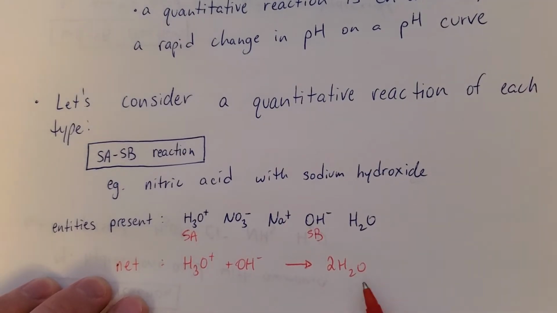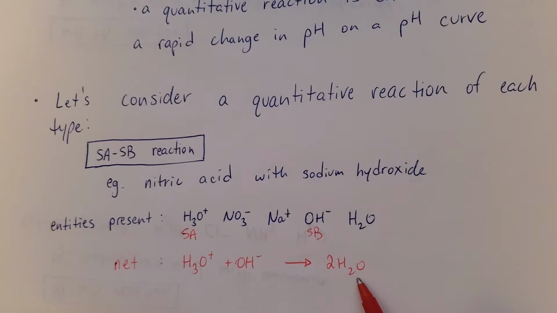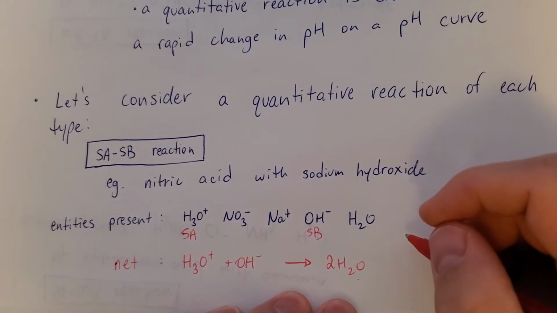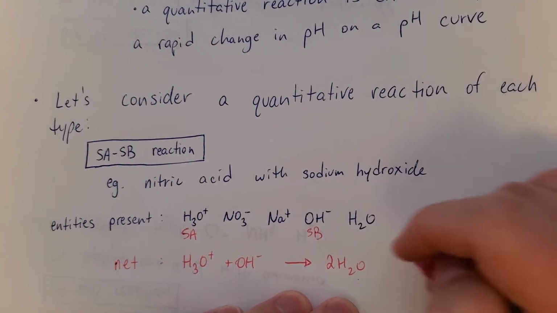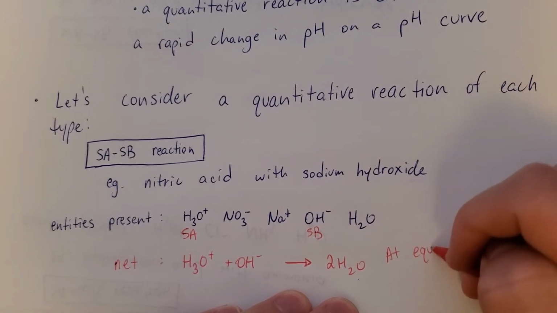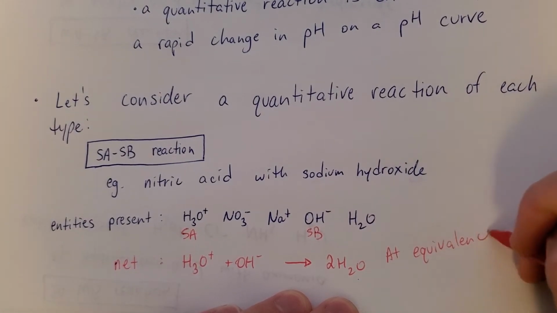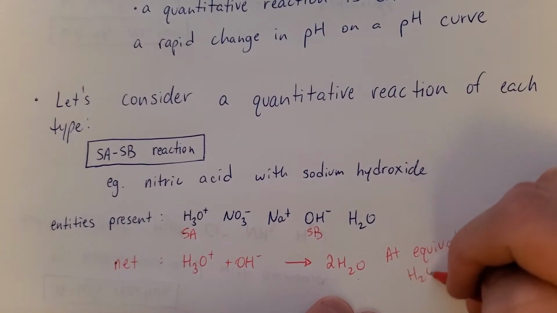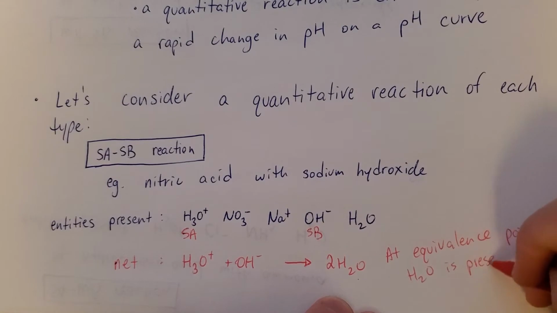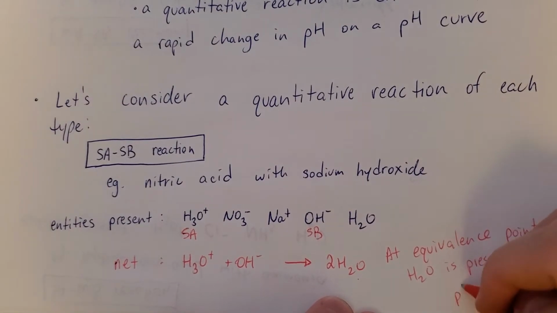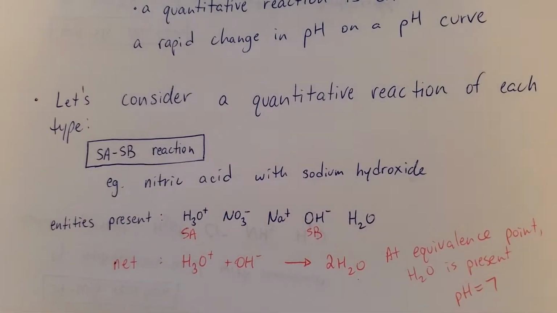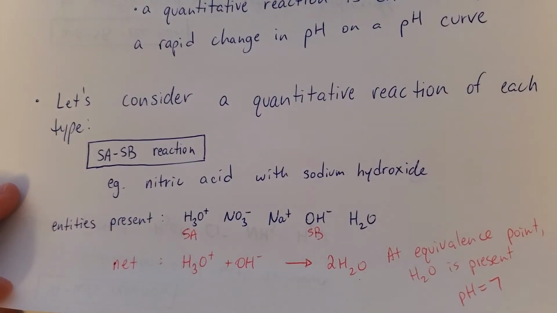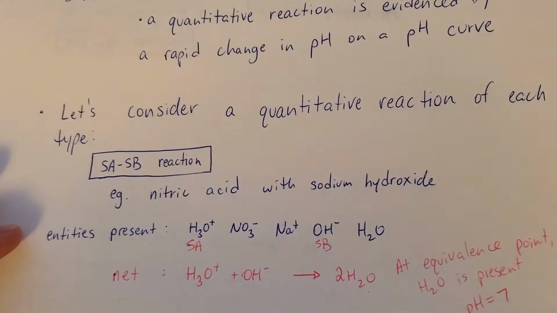What I want you to notice here is when the reaction takes place, the product is water. So at the equivalence point, when there are equivalent amounts of each reactant, only H2O is present. That means that the pH is going to equal 7. That's a neutral pH. I'll show you what that means in terms of pH curves. It's the pH curve you've already seen, but let's move on to some more interesting examples.